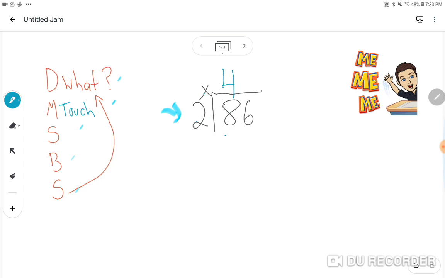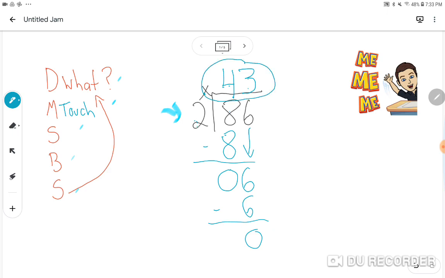4. Touch it. Look, I didn't even pick up my pen. 4 times 2 is 8. Subtract. 8 take away 8 is 0. Bring down your 6. And then what? Yep, Ashton knows now. Start over again and ask yourself, what times 2 equals 6? How many? 3. The answer always goes on the top. I didn't even pick up my pen. Touch it. 3 times 2 equals 6. Subtract, you get 0. Bring down, there's nothing to bring down. Your answer or your quotient is 43.